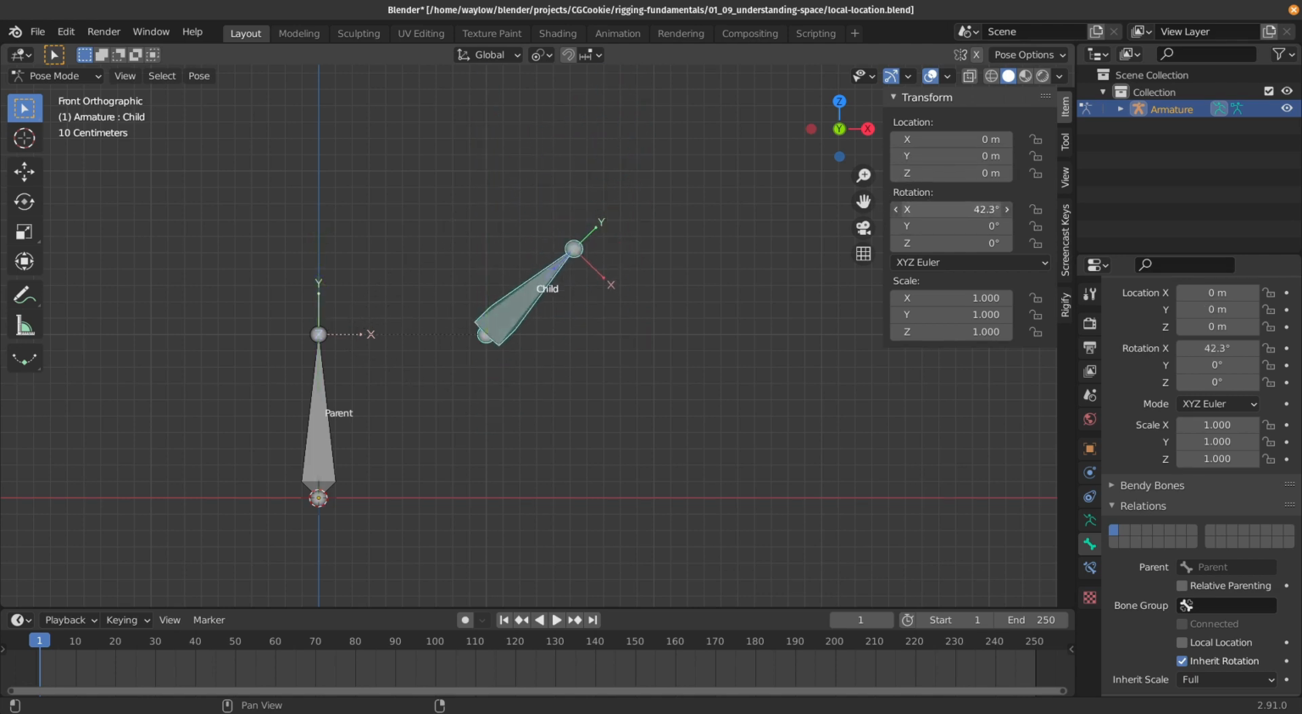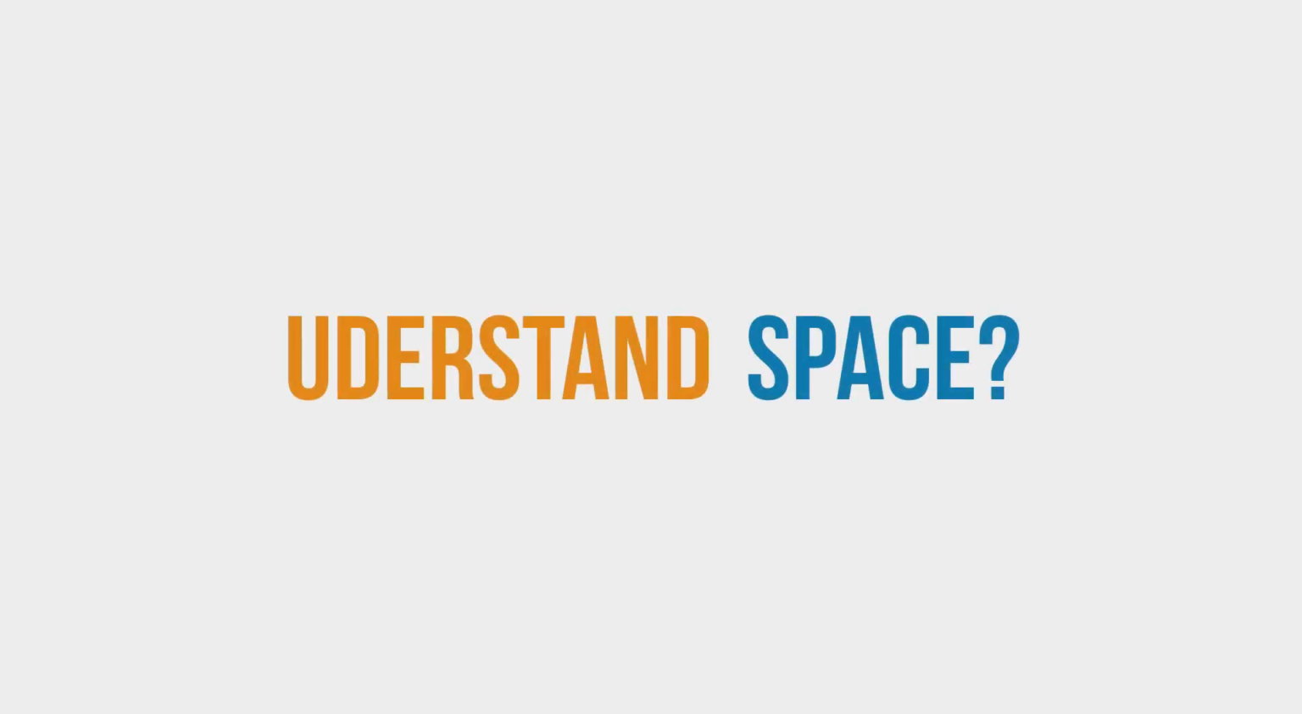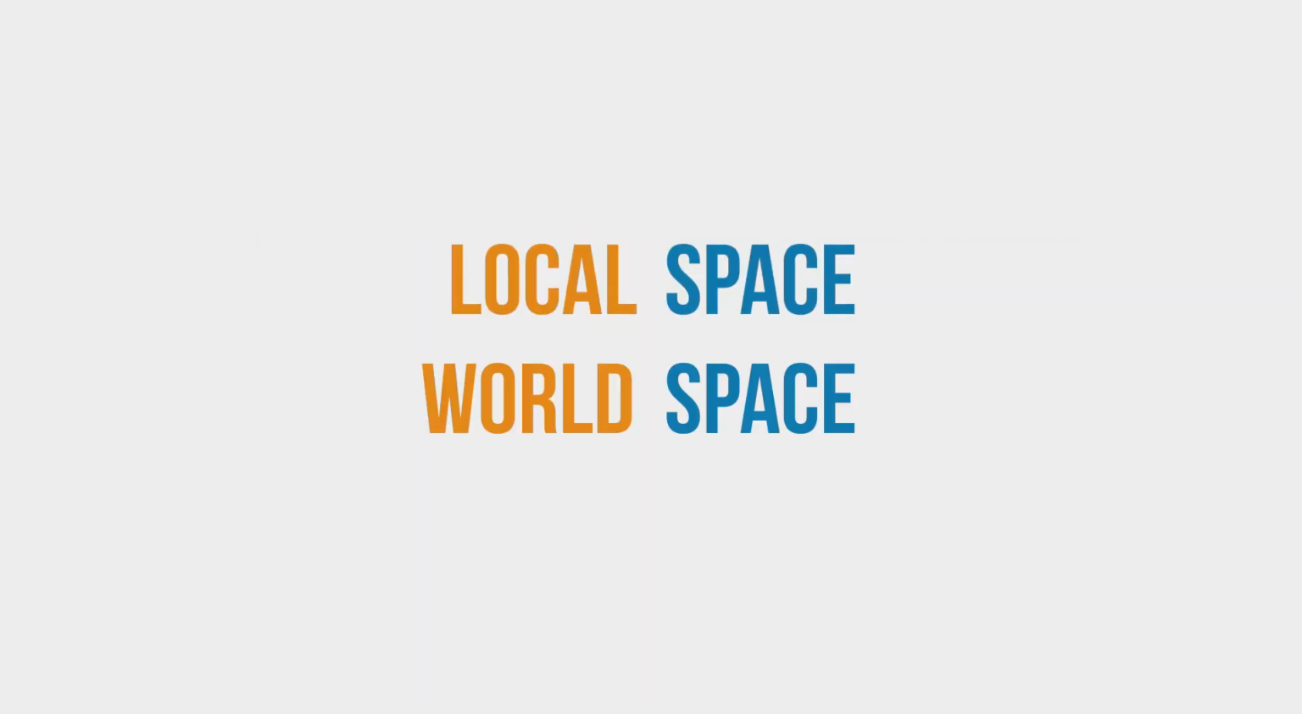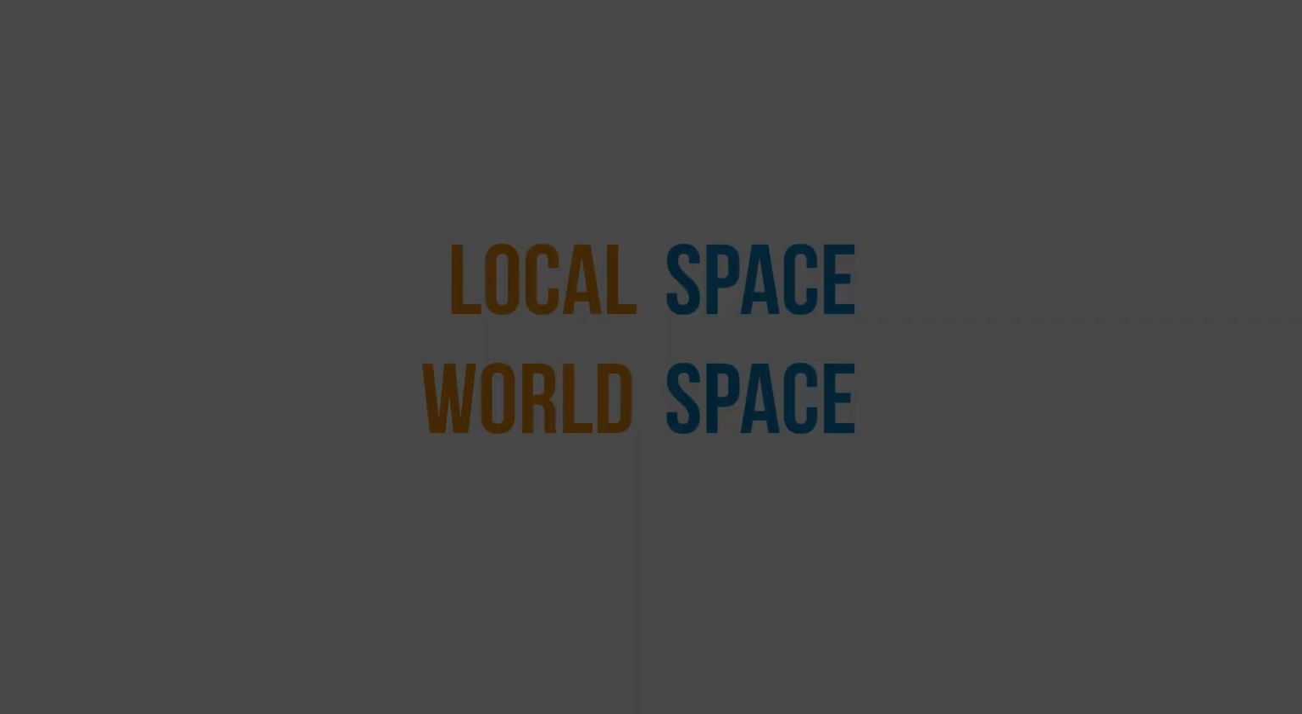So all the other things remain. So if we rotate on the X, it's going to rotate as expected. It's just going to change the location axes. Now you understand a little bit about space. I hope it no longer frightens you. As I said earlier, all you need to know for now is the local space and world space. And thankfully, those two are pretty easy to understand.